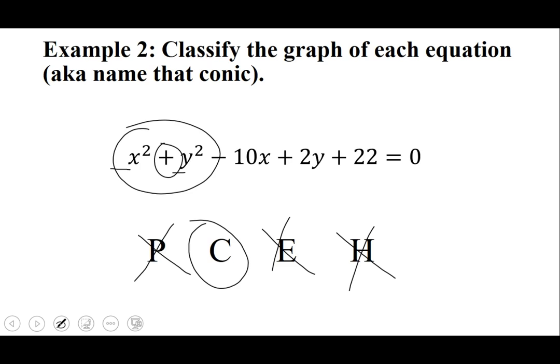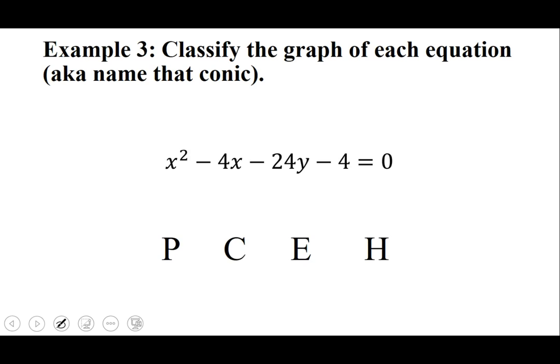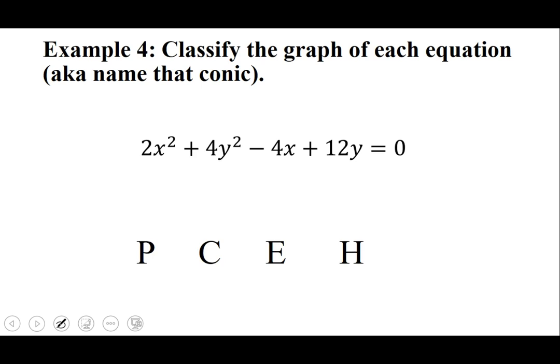So for example 3, again, I would recommend that you pause, try it, try to figure out which one it is. Example 4, look at the square terms, decide which one it is, pause and try it.